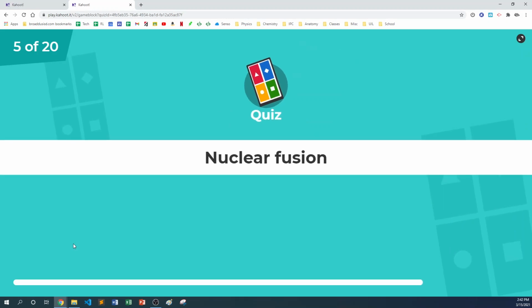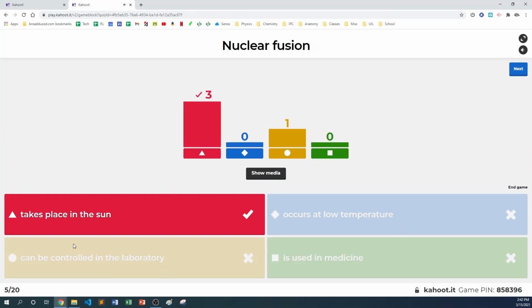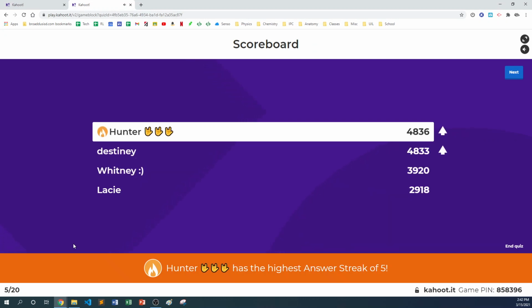Nuclear fusion takes place in the sun. I honestly just clicked. It takes a lot of energy for fusion to happen. I see I'm being smart.